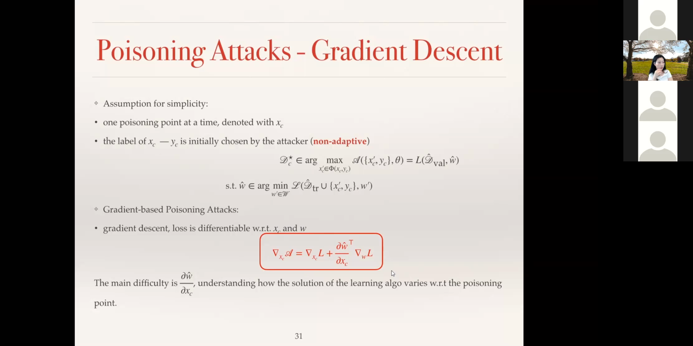Essentially, the difficulty is really to evaluate this term here. How do you evaluate the partial derivative of omega with respect to xc, evaluated at omega hat? Okay, if there is no question, I assume that it's fine. So let's move on to understand how we can come up with this partial omega divided by partial xc.